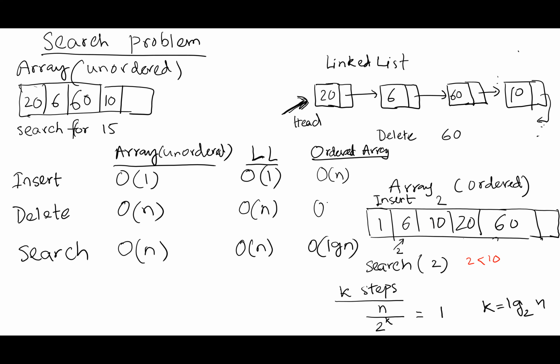Again, deletion is the same thing as in an unordered array. If you delete something from the beginning or in the middle, you have to shift everything to the left. So you can see that although the search becomes much faster, we have a costlier insert. So that's an ordered array.